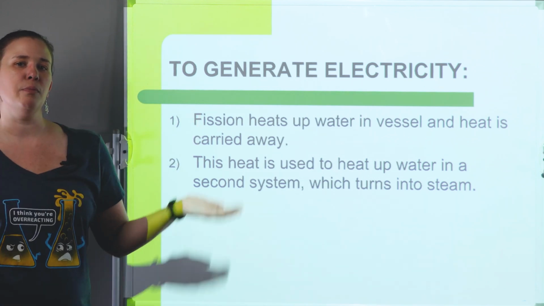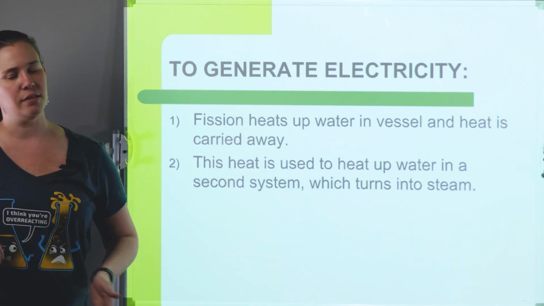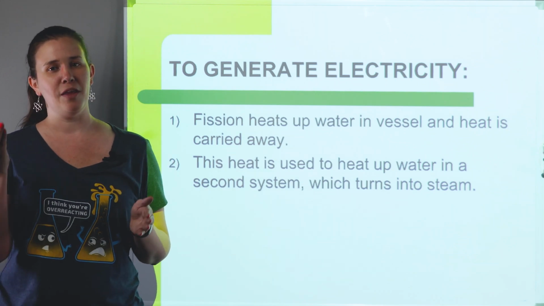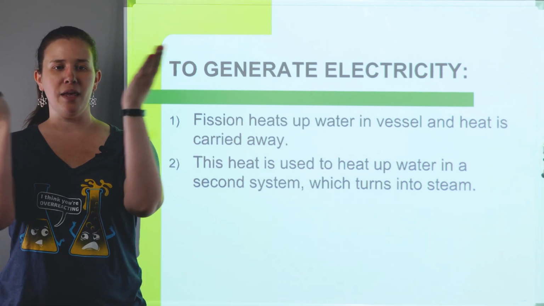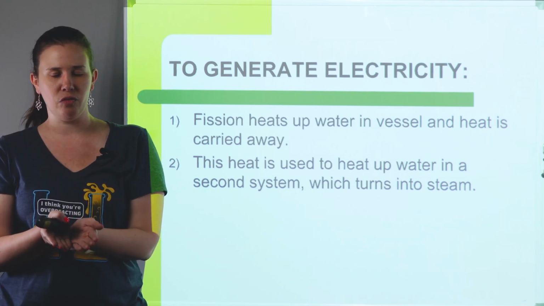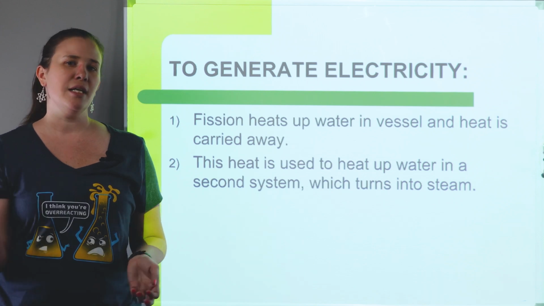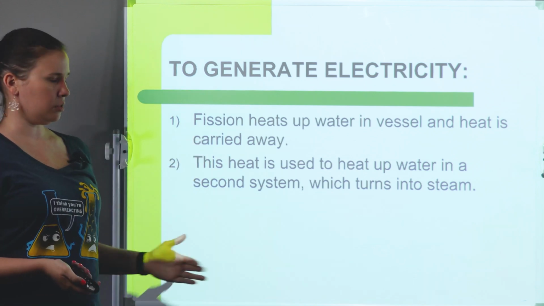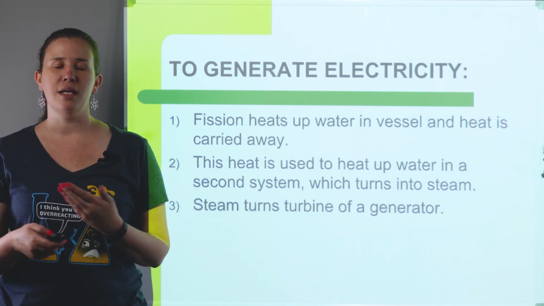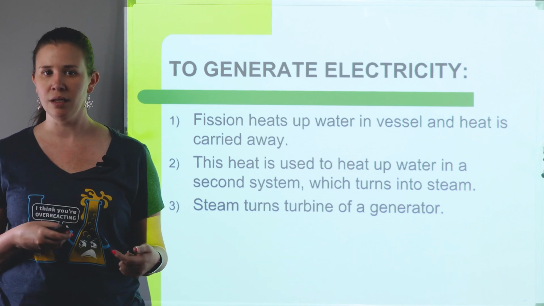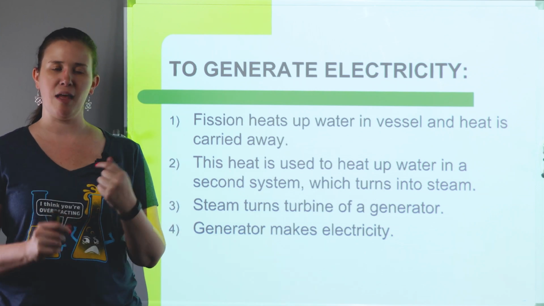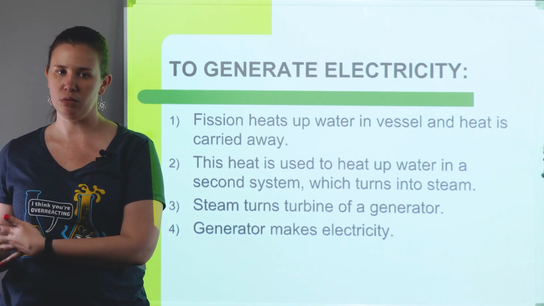So there's actually two separate loops. One is coming in contact with the radioactive material. We call that the radioactive water loop. And then we have the non-radioactive water loop. They come near each other in a concrete shielding container so that the heat can be transferred, but the radiation isn't transferred. Then that second non-radioactive water loop is going to turn into steam. Well, steam rises, right? And as it rises, it's going to turn something called a turbine, which is attached to a generator. A generator's job is to make electricity out of that rotational energy, converting it into electrical energy.